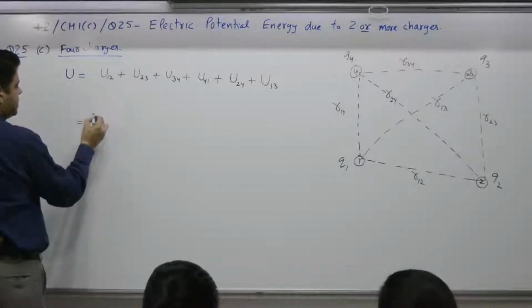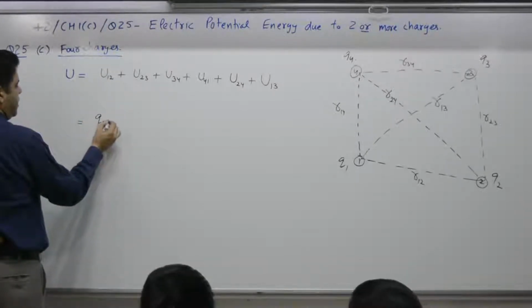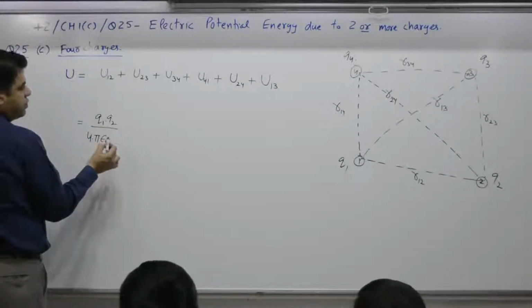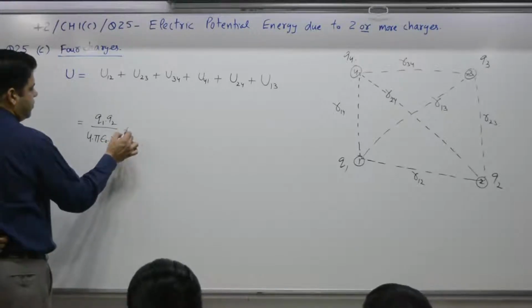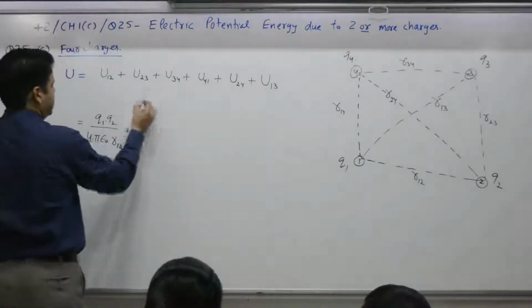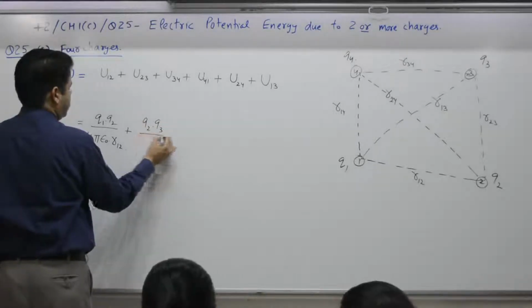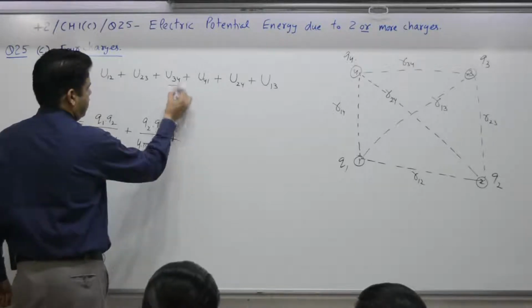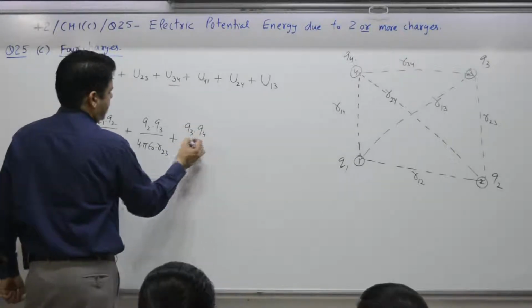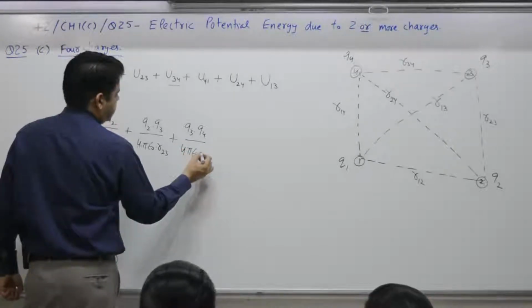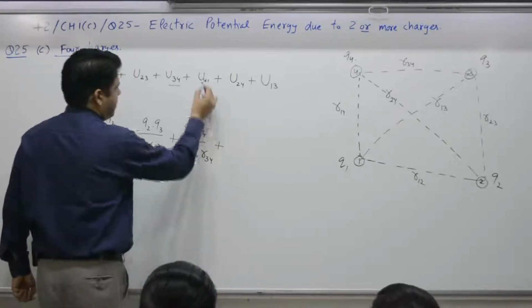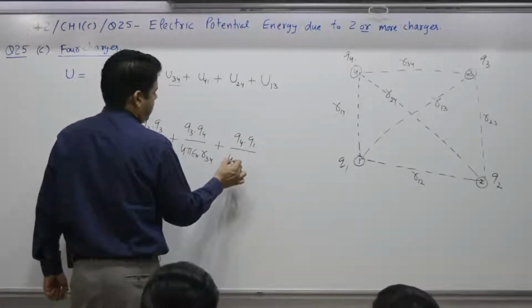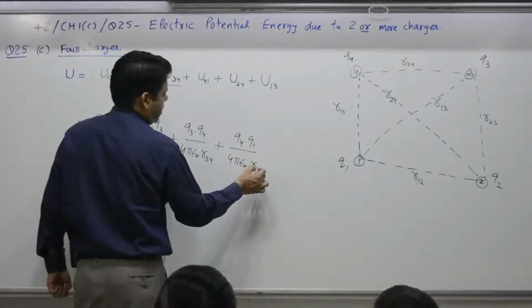U12. Q1, Q2 over 4 pi epsilon. Distance between 1 and 2 is what? R12. 2 and 3: Q2, Q3 over 4 pi epsilon R23. 3, 4: Q3, Q4 over 4 pi epsilon R34. 4, 1: Q4, Q1 over 4 pi epsilon R14.